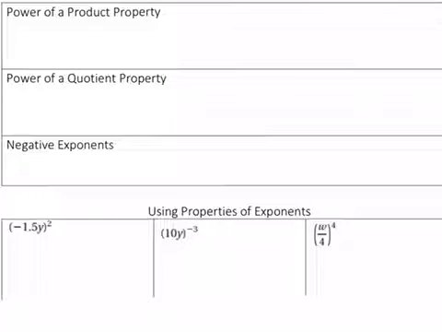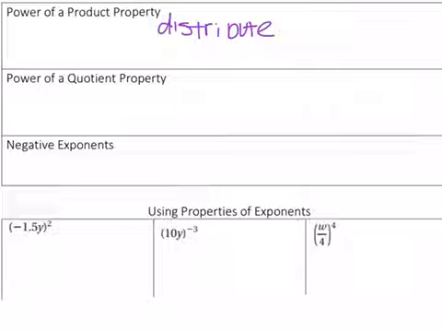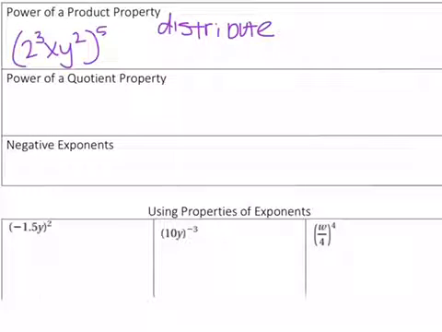Now we have 3 more exponent properties to cover. There's a lot in this chapter. So let me go ahead and do some examples. The first one is the power of a product property. So basically, all you're going to need to know is that you're going to distribute. If we had 2 to the third power x and then y to the second power, and we had these parentheses to the fifth power, you are going to distribute this and multiply it. So you're going to multiply it to the exponents.